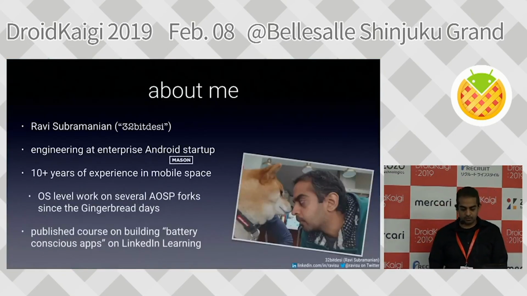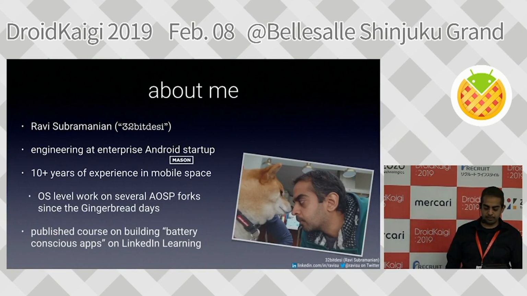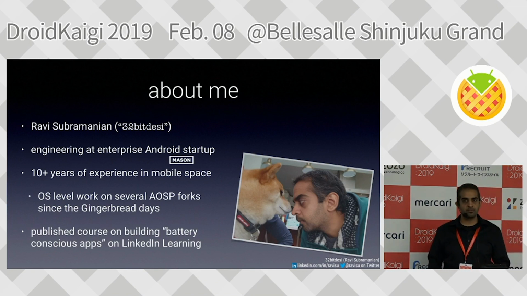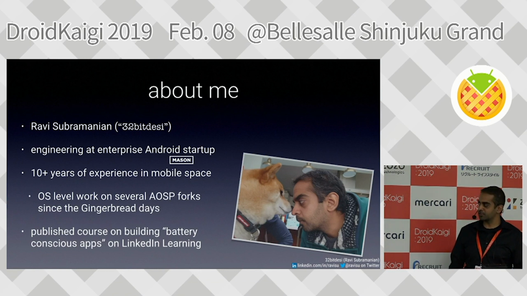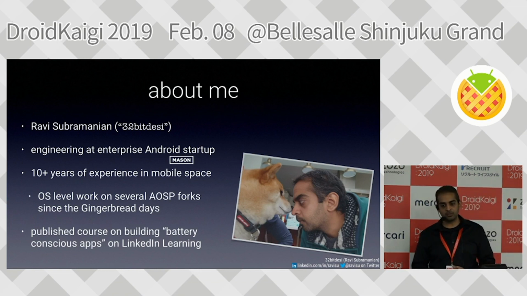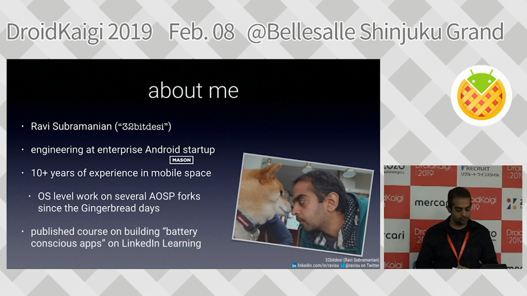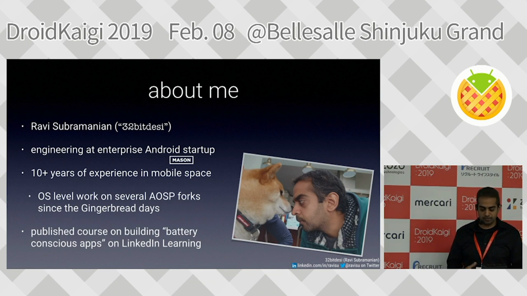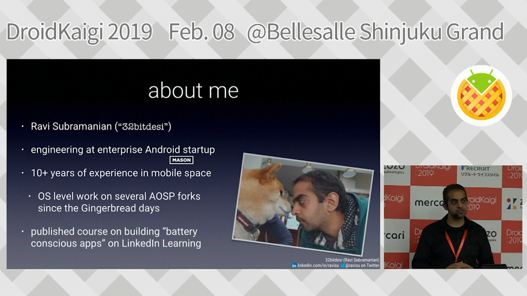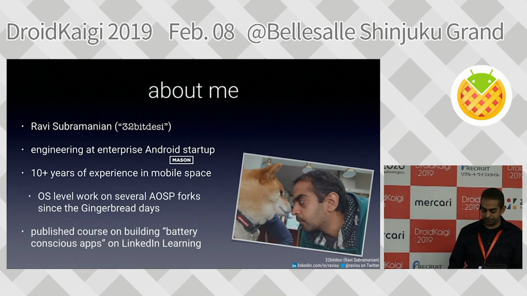So really quickly, about me, I'm Ravi Subramanian, and I'm on the engineering team at an enterprise Android startup in Seattle in the United States. I have about 10 or more years of experience in the mobile space, worked on many mobile platforms, Windows Mobile, if you can remember that, Windows Phone, forks of Android, back from the Gingerbread days. I also recently published a course on building battery-conscious apps on LinkedIn Learning.